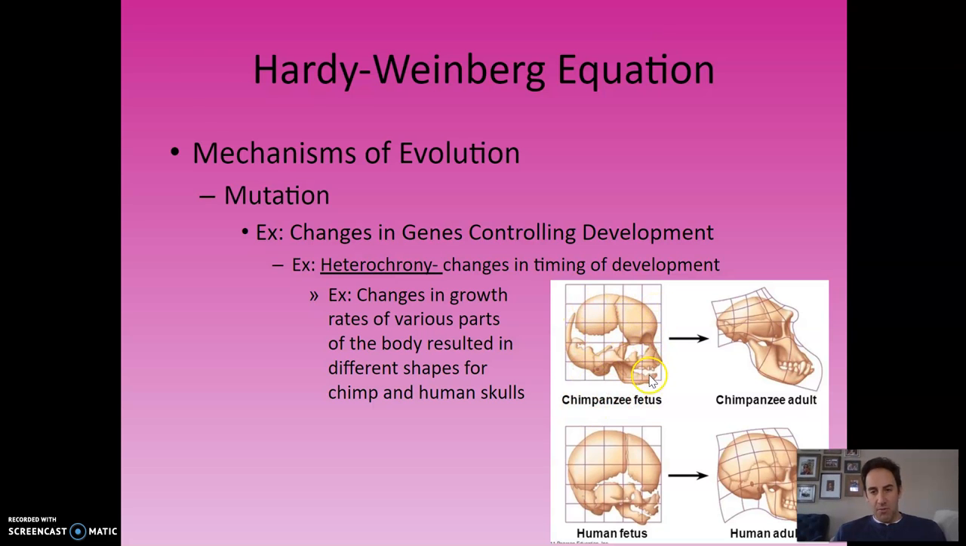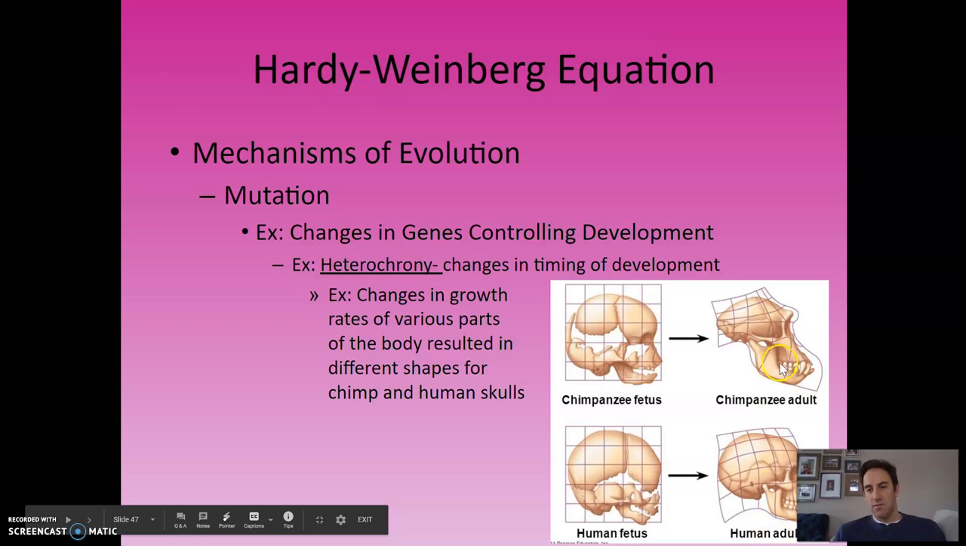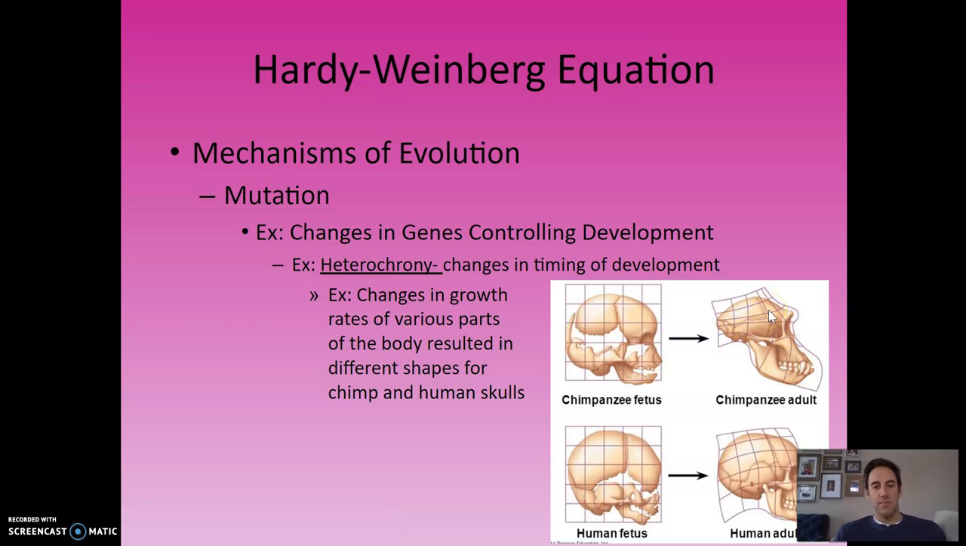And then they track, well, what happens to this square, and what happens to this square, and what happens to this square. And you can see that certain squares change at different rates between the human and the chimpanzee, and the variation in how each of these regions develop accommodates for some of the anatomical differences between a chimp and a human skull.